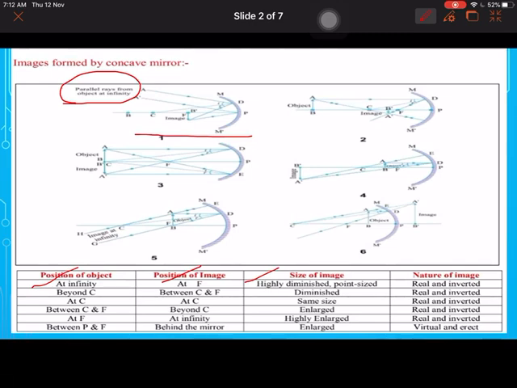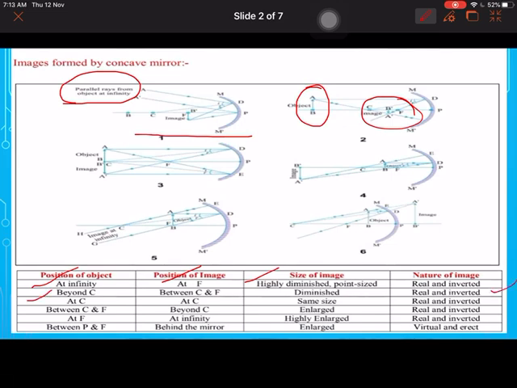Second is when the object is beyond C, that means beyond the center of curvature. As the object is going towards the mirror, the image will be going away from the mirror. So here the image will be between C and F. It will be diminished, smaller than the object size, real and inverted.